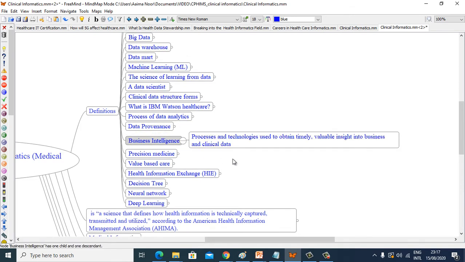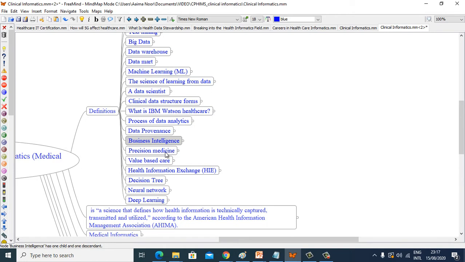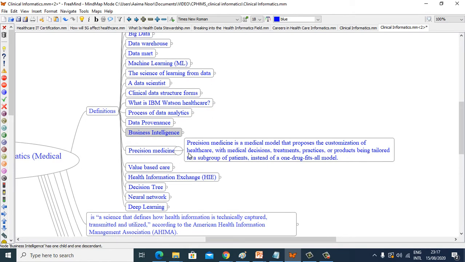Now see what is business intelligence. Processes and technologies used to obtain timely, valuable insight into business and clinical data. What is precision medicine? Precision medicine is a medical model that proposes the customization of healthcare, with medical decisions, treatments, practices or products being tailored to a subgroup of patients instead of a one-drug-fits-all model.